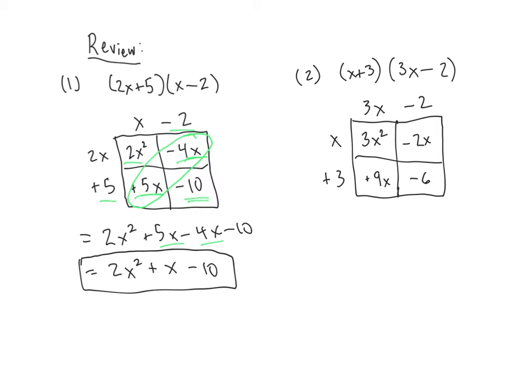So hopefully your box ended up looking like that. Multiplying in, I get a 3x squared, a minus 2x, a plus 9x, and a minus 6. Then when I go to add up those boxes, again, on that diagonal I'm going to have a like term. Those are the only like terms out of the 4. So when I add it up, I have 3x squared, plus 9x, a minus 2x, and a minus 6.